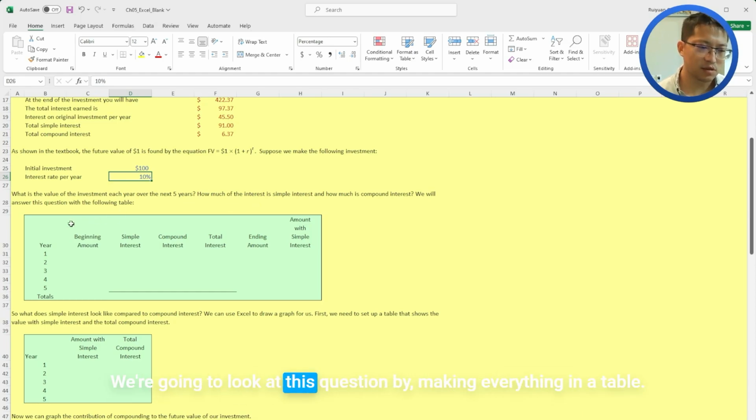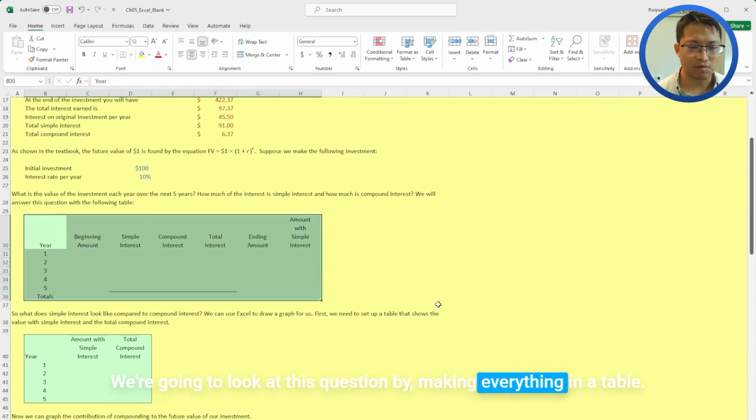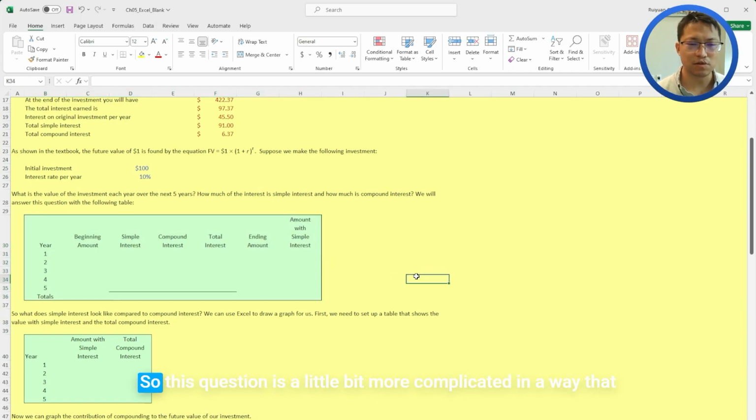We're going to look at this question by making everything in the table. This question is a little bit more complicated in a way that we're now looking at many more years, 5 years in this case. So actually in the future, we can make the calculation for 10, 20, 11, all different kinds of years, right?